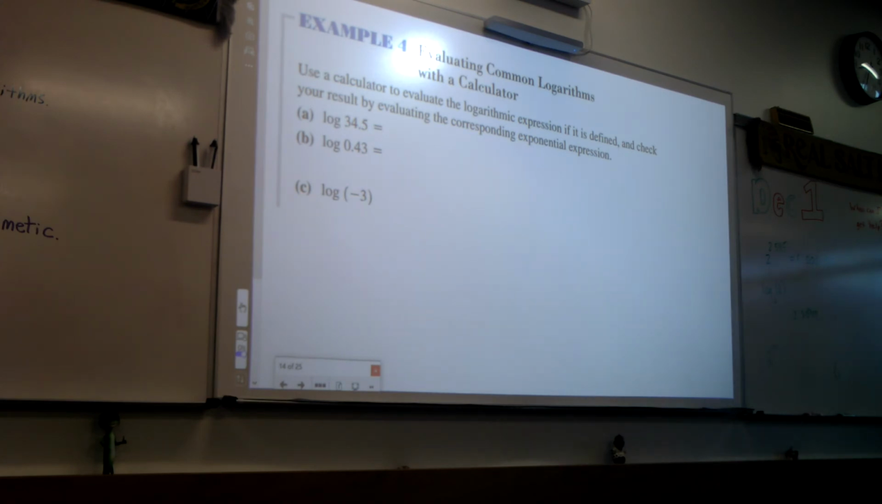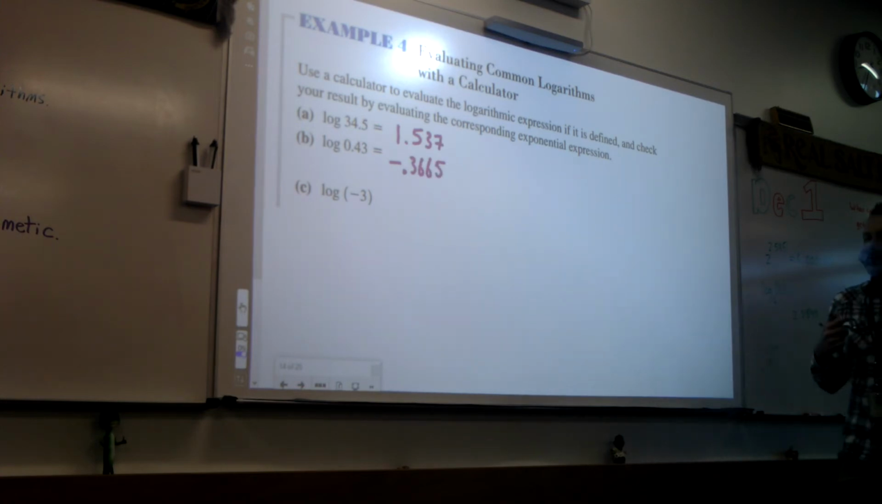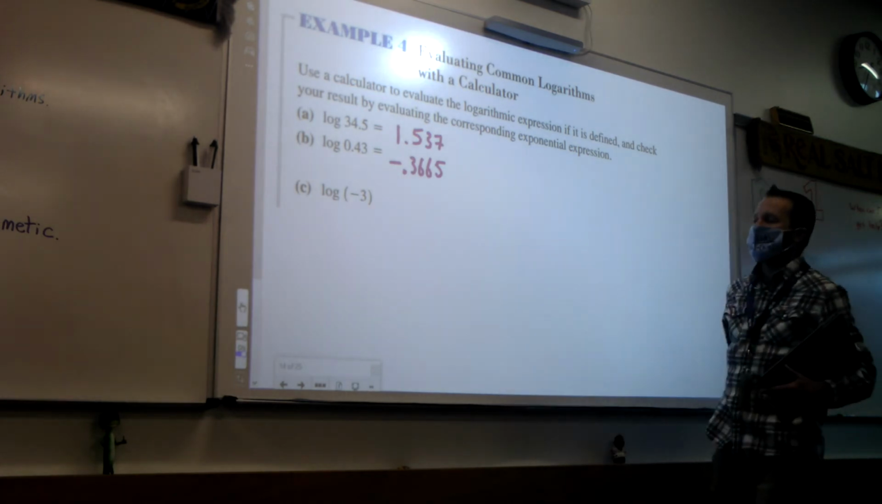And what did you get? What is it? 1 point what? Awesome. So 10 raised to 1.537 is about 34.5. What about 0.43? Thank you. So since it was less than 10, I had to turn it into a fraction, which meant I had to make it negative.